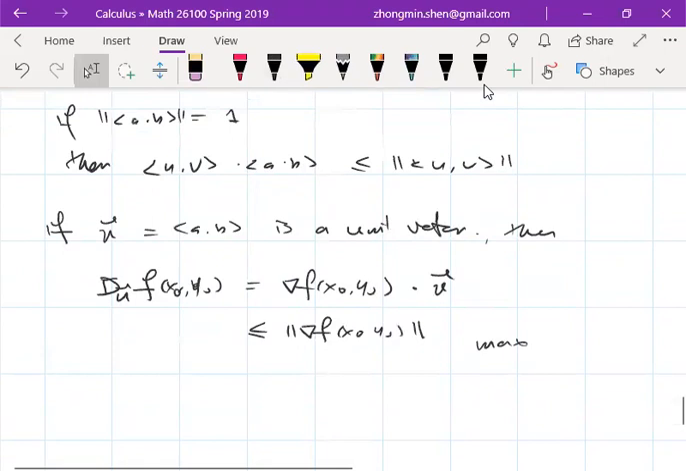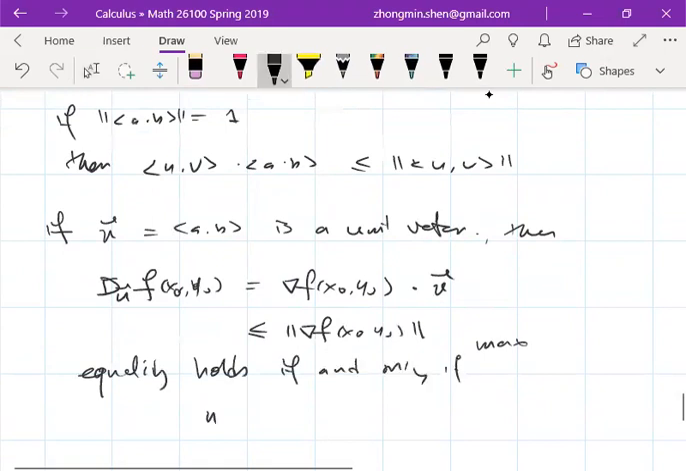And the equality holds if and only if this direction is going to be the direction of the gradient.